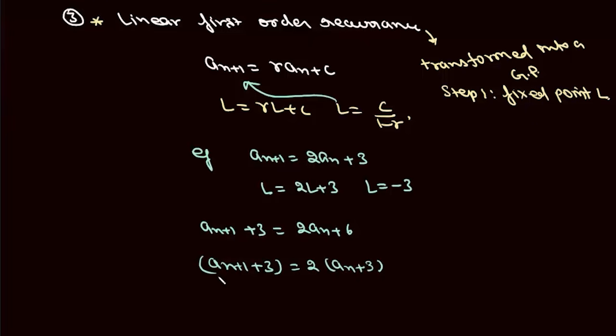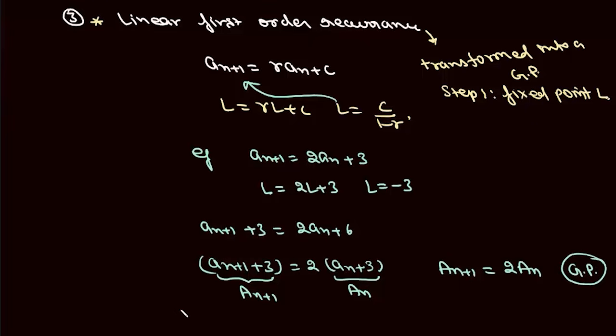Now if we take a_(n+1) plus 3 as some other sequence, capital A_(n+1), and this a_n plus 3 as A_n, then this A_(n+1) is equal to 2 times A_n, which is a geometric progression. So it will become a multiplicative recurrence. So in this, clearly this a_n plus 3 is a GP. Then your fourth type is Fibonacci type recurrence.